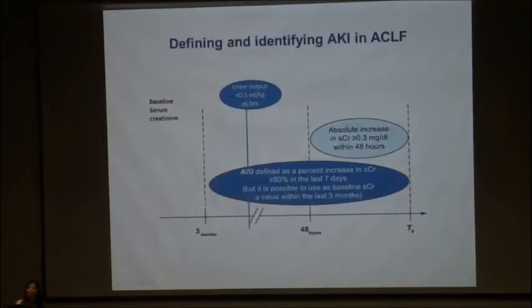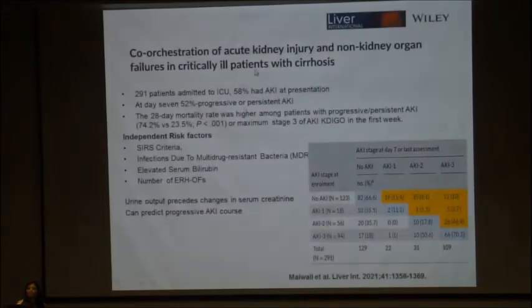So in patients with acute and chronic liver failure, I'll not go into the details of definition, but we know that urine output becomes very, very important. So we should be using the urine output criteria because these patients can quickly develop AKI. And this is our ICU data of patients which included both acute and chronic liver failure and acute decompensated patients with cirrhosis, wherein we showed that systemic inflammation, infections due to multi-drug resistant bacteria, elevated bilirubin, and the number of extrahepatic organ failures were determining AKI.